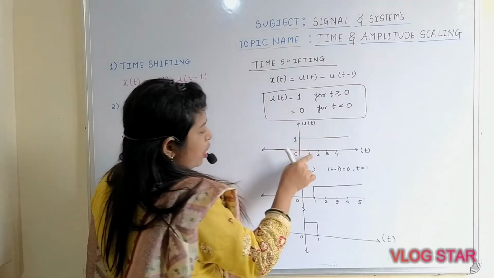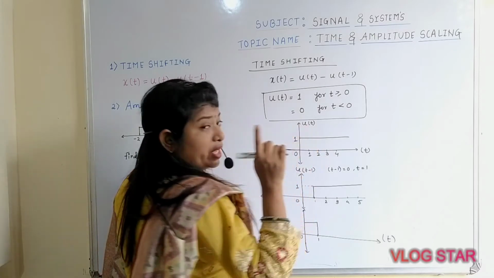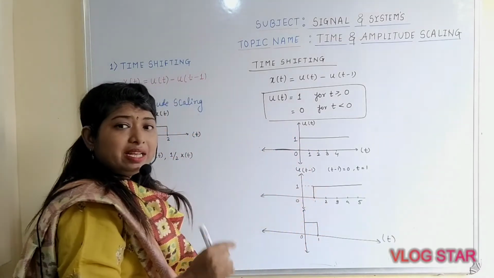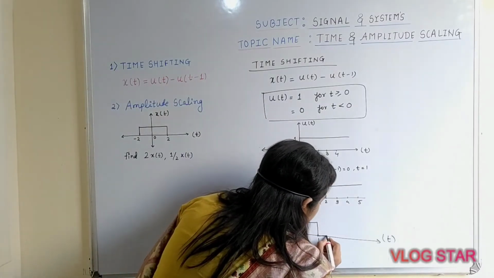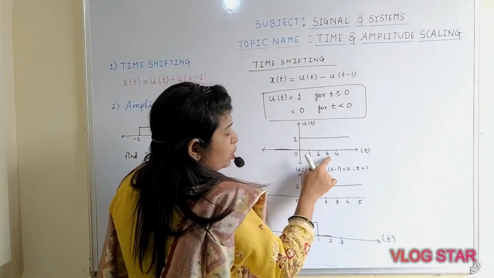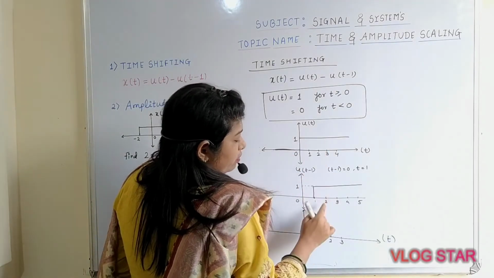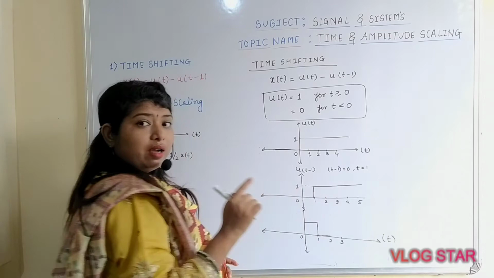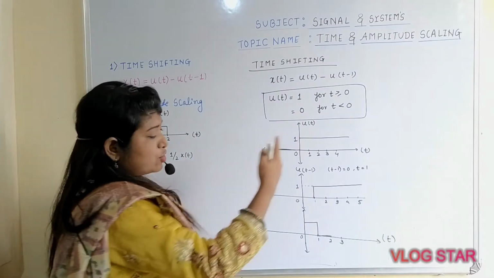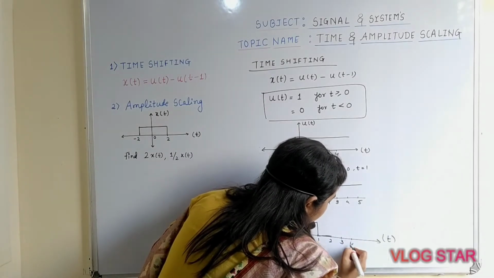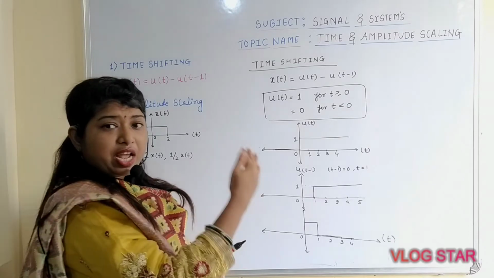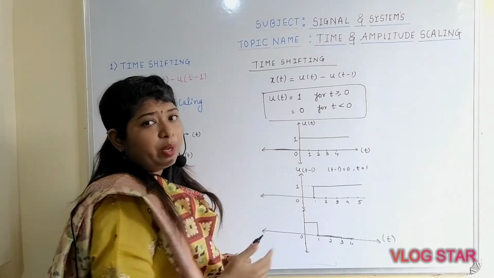Am I right? From 1 to 2, the amplitude is 1 for both signals. 1 minus 1 would be equal to 0. Again, if you check, for 2 to 3 the amplitude is 1 for both. Again you need to perform the subtraction between the two signals. So 1 minus 1 is equal to 0. I hope you have understood how to perform the subtraction and how to do the time shifting property.